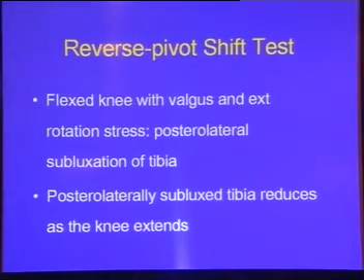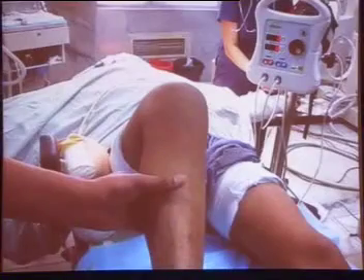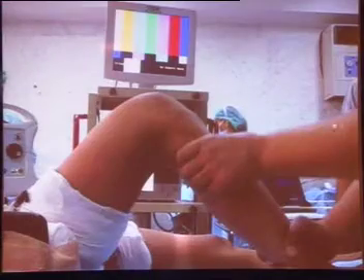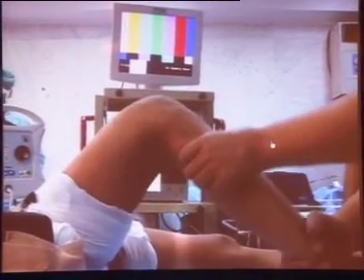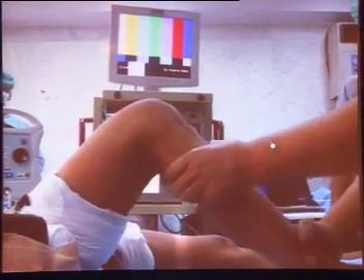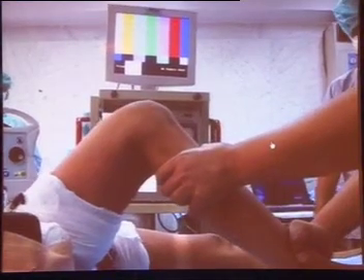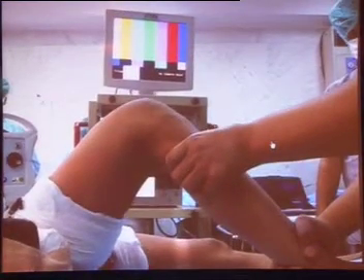Reverse pivot shift is the reverse of the pivot shift, and is done to evaluate the posterolateral corner. Flex the knee with a valgus and external rotation stress, the posterolateral tibia subluxes in the posterolateral direction, and then as you extend, the tibia comes back. So abnormal external rotation and posterior translation means a posterolateral corner injury is there.